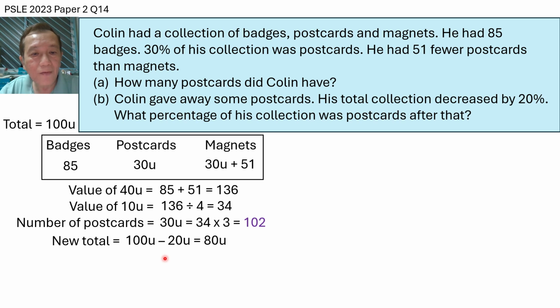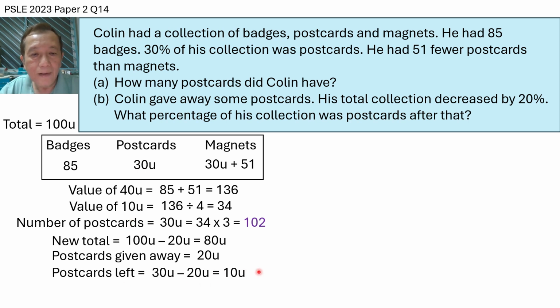The reason why we minus 20 units is because 20% of 100 units is 20 units. This loss of 20 units comes from postcards because Colin gave away some postcards. Postcards left will be 30 units minus 20 units equal 10 units.